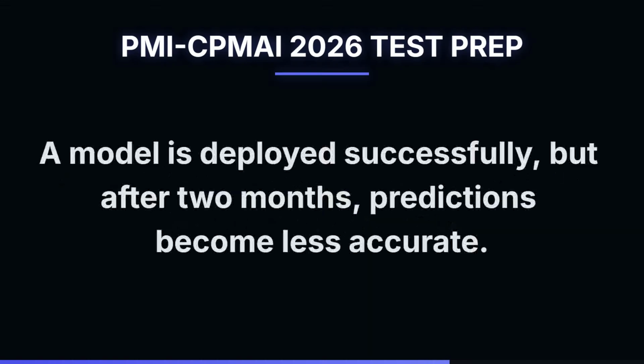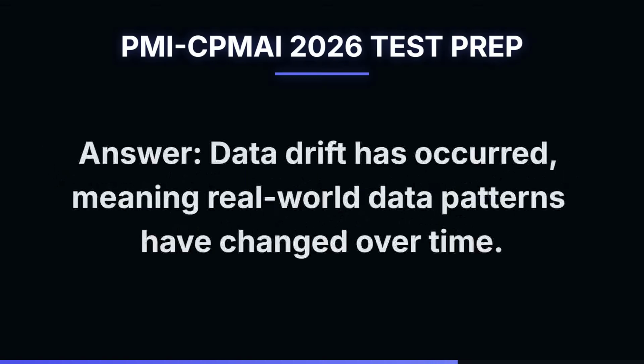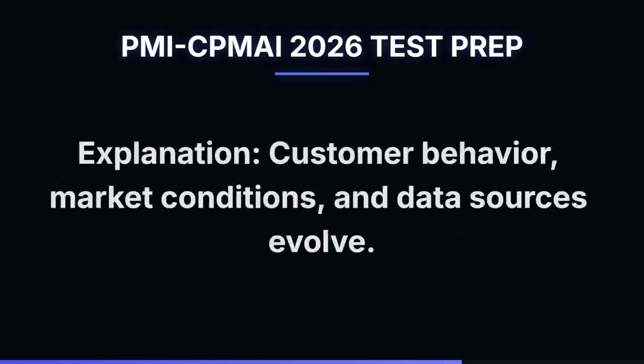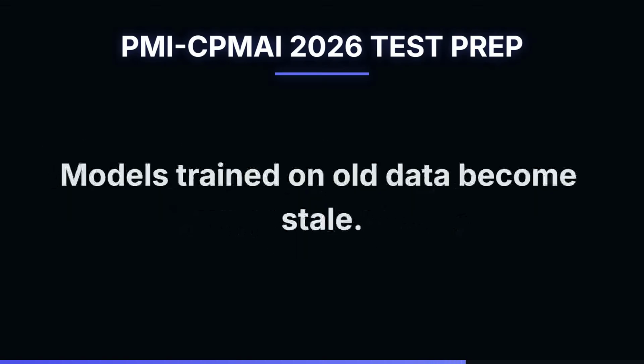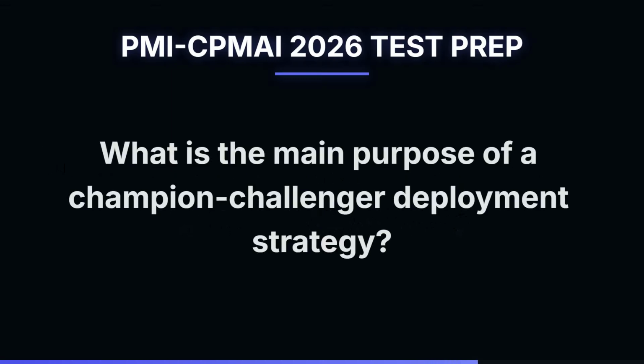3. A model is deployed successfully, but after 2 months, predictions become less accurate. What is the most probable cause? Data drift has occurred, meaning real-world data patterns have changed over time. Customer behavior, market conditions, and data sources evolve. Models trained on old data become stale. Monitoring catches this degradation.